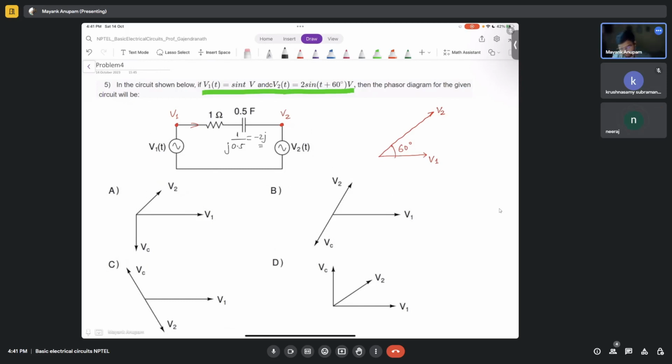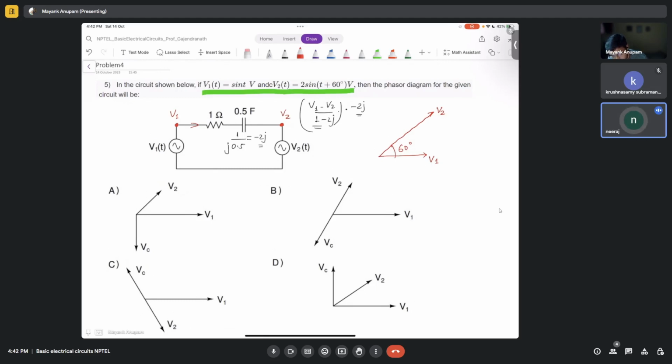Now what do we want to do? We want to find V1 minus V2 upon 1 minus 2j, right? That will be the current. And then what will be the voltage across the capacitor? So this multiplied by the capacitive impedance, like this, right? Yes, sir. So we first have to find out what is V1 minus V2. So what is V1 minus V2?